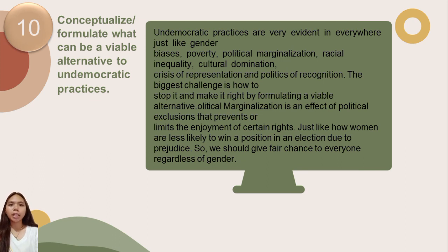Conceptualize, formulate what can be viable alternative to undemocratic practices. Undemocratic practices are very evident everywhere, just like gender abuses, poverty, political marginalization, racial inequality, cultural domination, crisis of representation, and politics of recognition. The biggest challenge is how to stop it and make it right by formulating a viable alternative. Political marginalization is an effect of political exclusion that prevents or limits the enjoyment of certain rights.